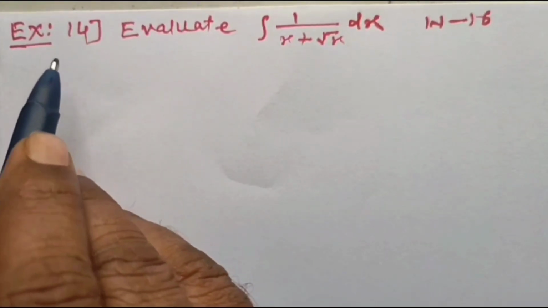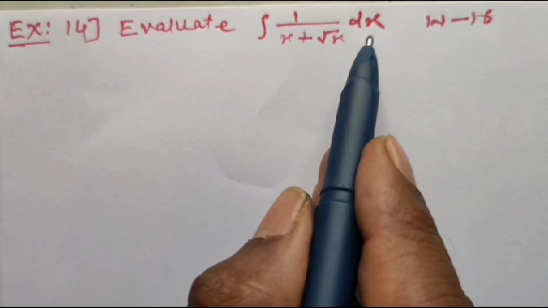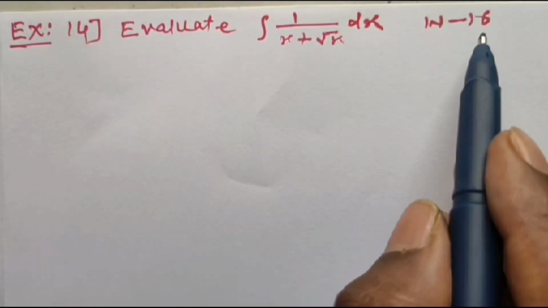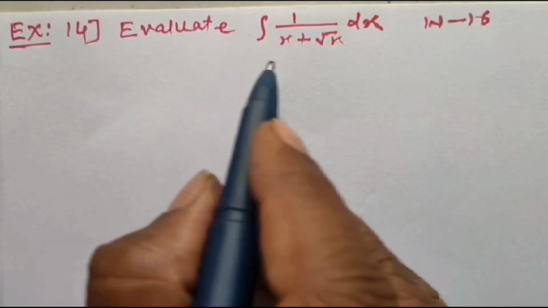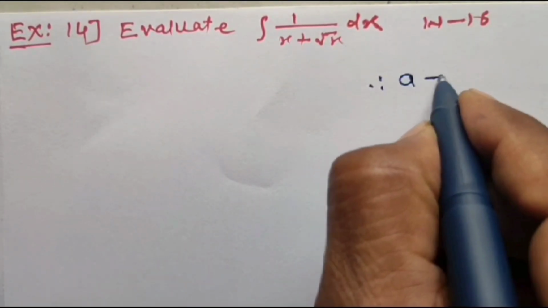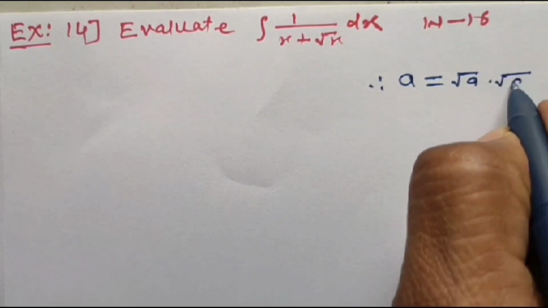Let us solve sum number 14. Evaluate the integral of 1 upon x plus root x with respect to x. This sum appeared in winter 2016 for 4 marks. To evaluate this integral, we must know any number we can express like this: square root of that number into square root of that number.